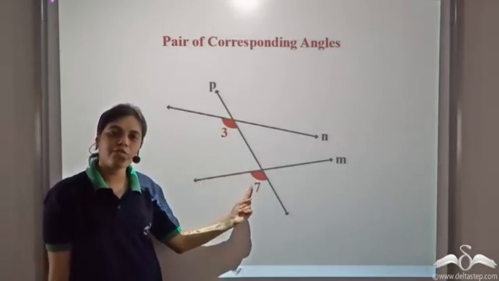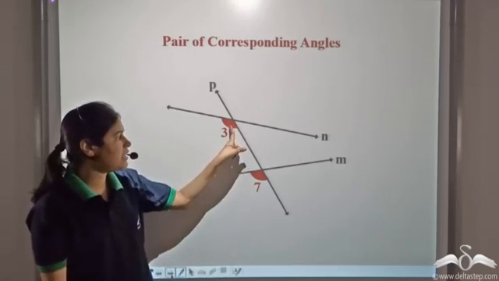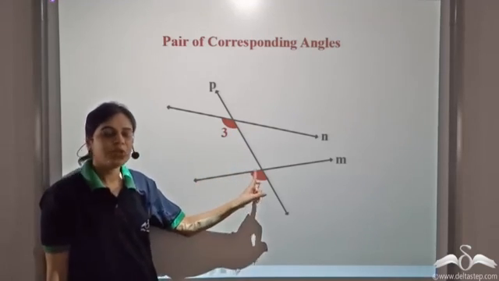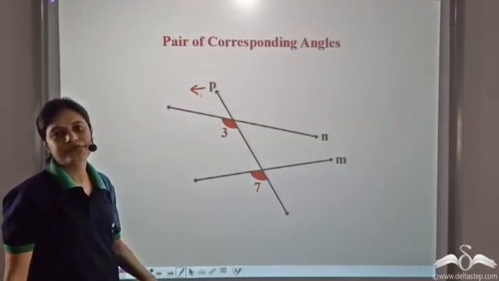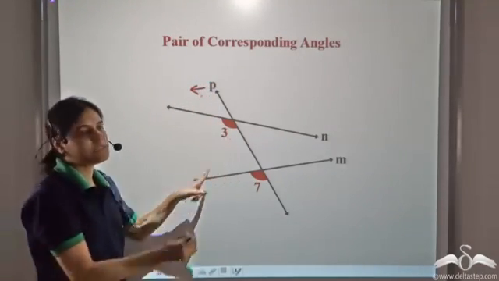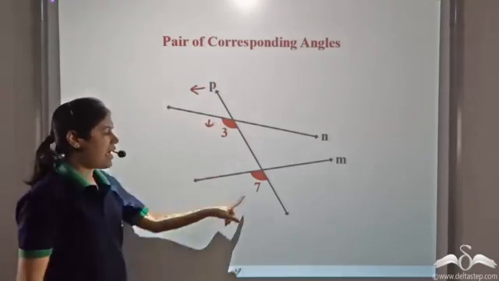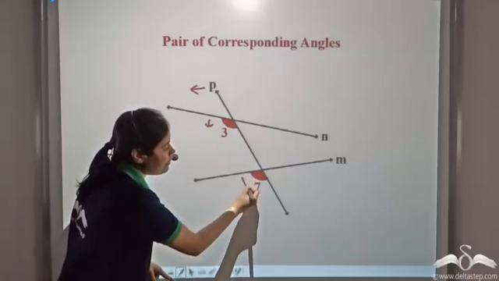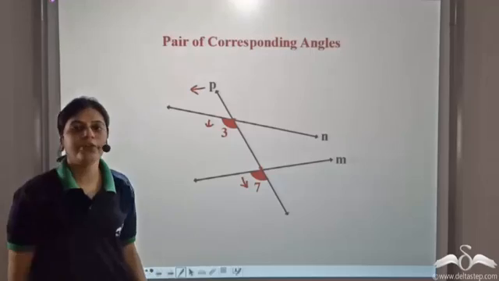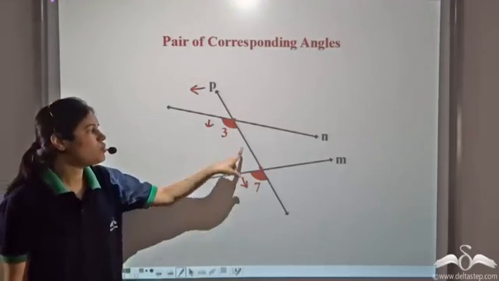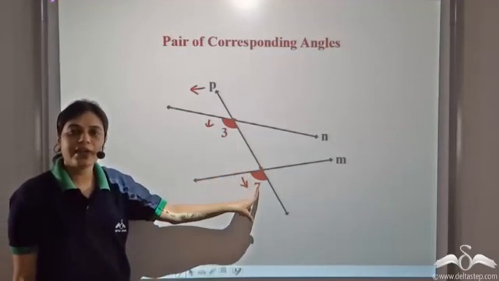This is another pair of corresponding angles, angle 3 and angle 7. Both the angles are to the left of transversal P. Angle 3 is below line N. Angle 7 is below line M. And they are formed on different vertices. So these two form a pair of corresponding angles.